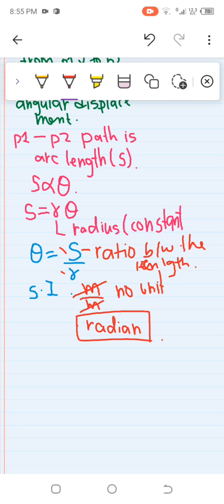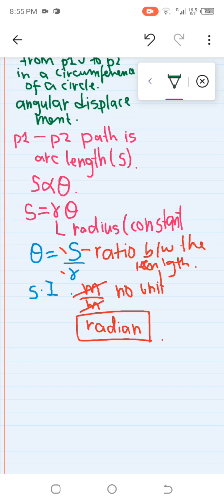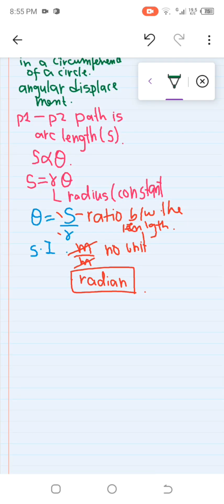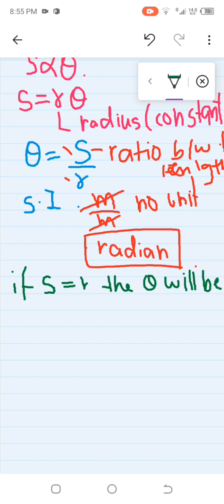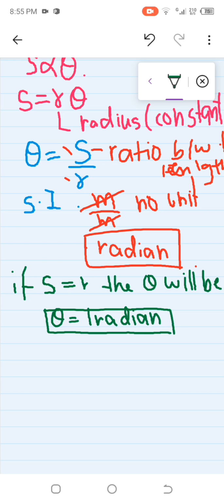Now here you can see, if the arc length is equal to the radius of the circle, if S is equal to R, then what will the angular displacement be? Theta will be 1 radian. When the arc length is equal to the radius, then theta is equal to 1 radian.